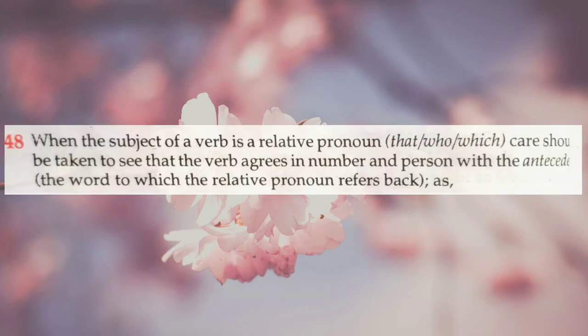Rule number 48 says: when the subject of a verb is a relative pronoun. Which are the relative pronouns? This we have learned in class 7: that, who, which. Care should be taken to see that the verb agrees in number and person with the antecedent. It means the previous sentence.